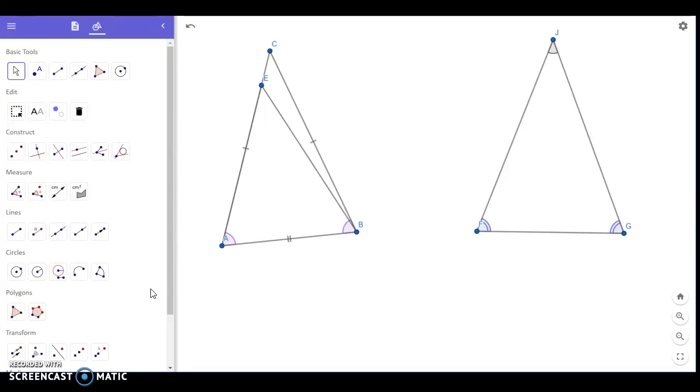Okay, so let's talk about Euclid's Book 1, Proposition 6. If in a triangle two angles be equal to one another, the sides which subtend the equal angles will also be equal to one another.